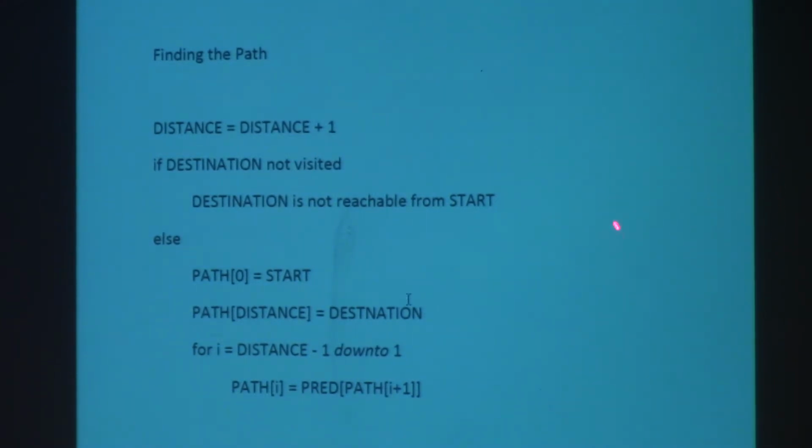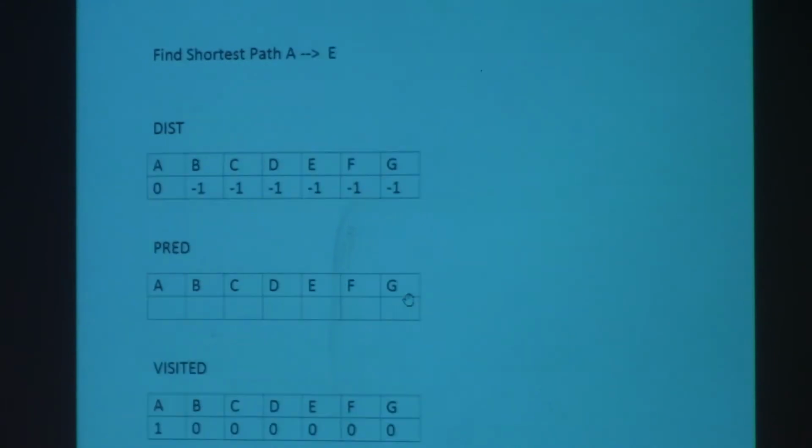Then I have to fill in all of the previous steps. And the way I do that is for each location I, in between the destination and the start, I put into the path sub I the value of the predecessor of the path of I plus 1. So as I want to put in here the path value, I will look at the predecessor of this value. So now you can see how the predecessors work. And then I'll show you a specific example so you can see how it works.